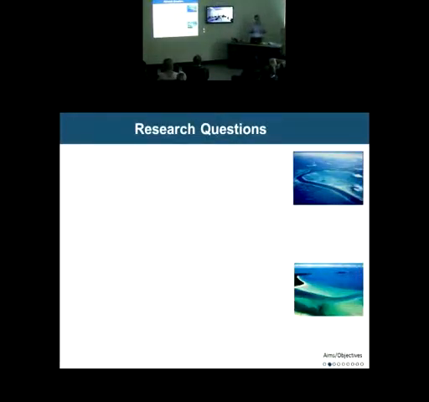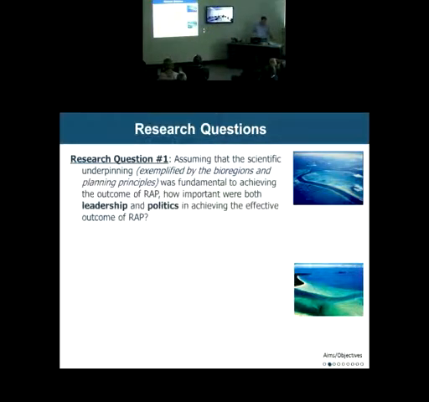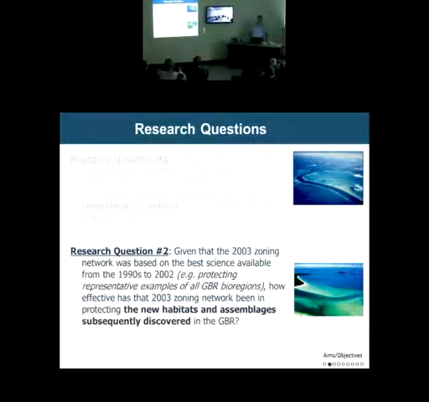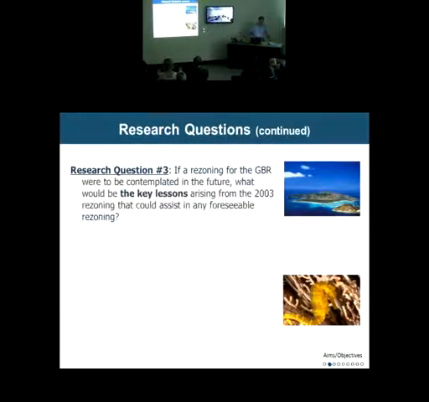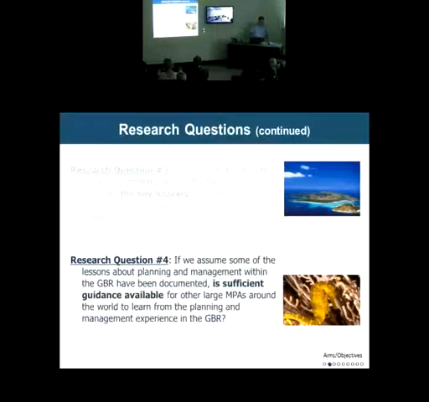I've posed 4 research questions that I'd like to try and address. The first research question, if we assume that the scientific underpinning was fundamental in achieving the outcomes of RAP, how important were both leadership and politics in achieving the effective outcome? My second question, given that the 2003 zoning network was based on the best science available, how effective was that 2003 zoning in protecting new habitats and the subsequent discoveries that we found in the Great Barrier Reef? We've learned an awful lot, which again I'll demonstrate shortly. So how effective was that 2003 network? My third question, if a rezoning was to be contemplated in the future, what would be the key lessons arising from the 2003 zoning that could assist in any foreseeable rezoning? And my fourth question, if we assume some of the lessons about planning and management have been documented, is there sufficient guidance available for other large MPAs around the world to learn from our experience?